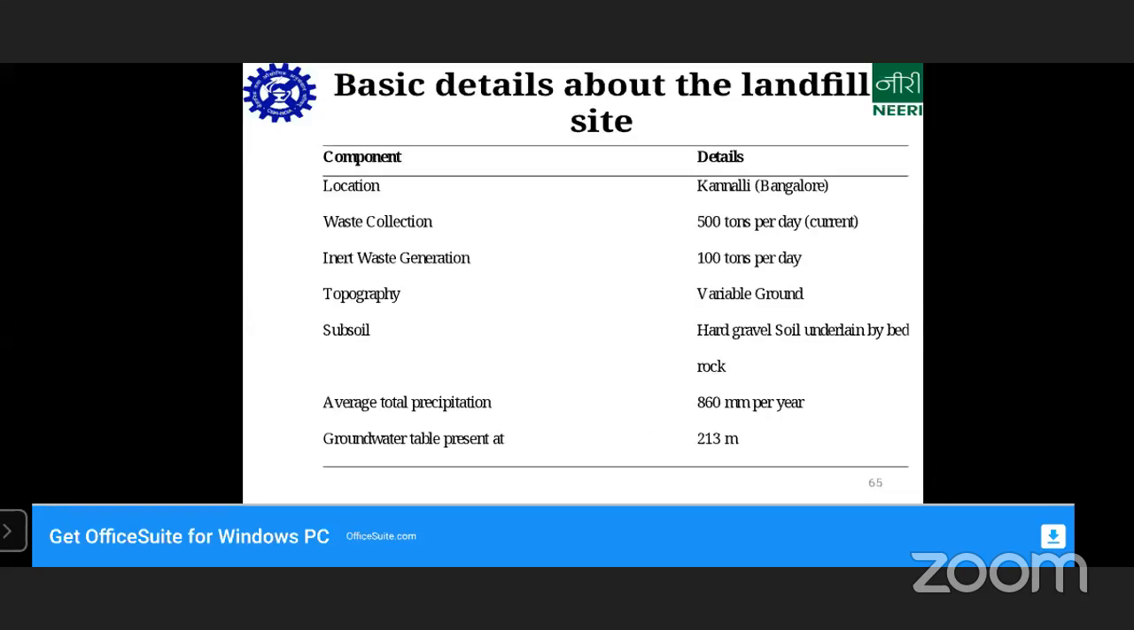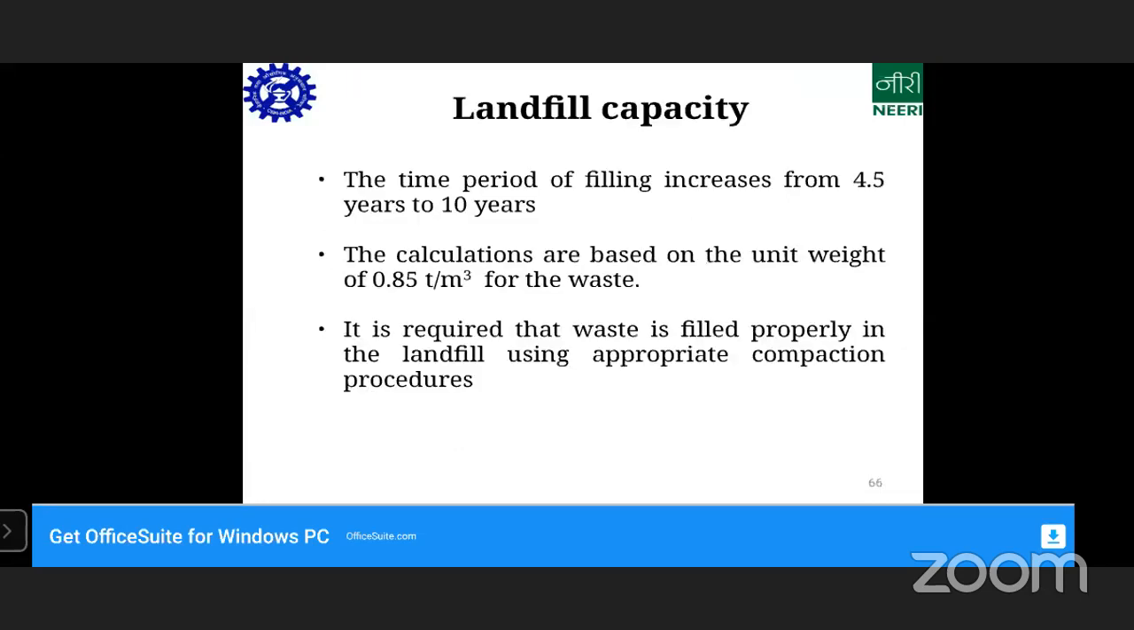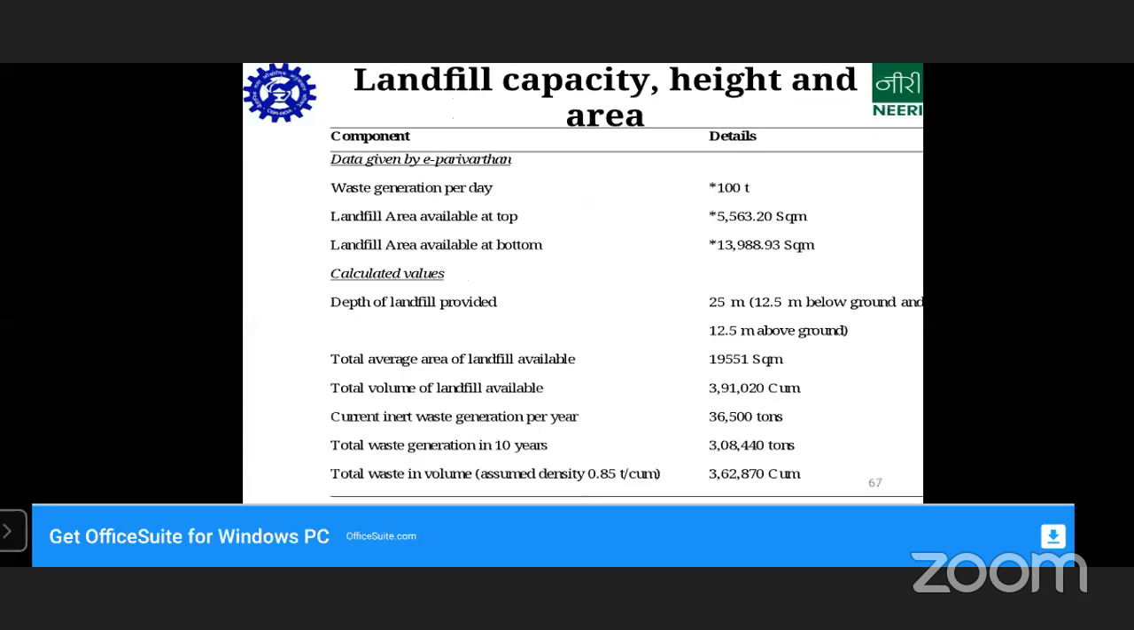So this is a site in Bangalore. We took some details, like waste collection per day, 500 tons. Inert waste generation is around 100 tons. The topography is variable. How is the subsoil? What is the groundwater level at present? It's like 213 meter deep, etc. What is the average total rainfall, etc. Right. So the landfill capacity we calculated according to the generation, and it was around 10 years. So here are the details given. The total waste and volume that can be accommodated is around 3,62,000 cubic meters, based on all the parameters.